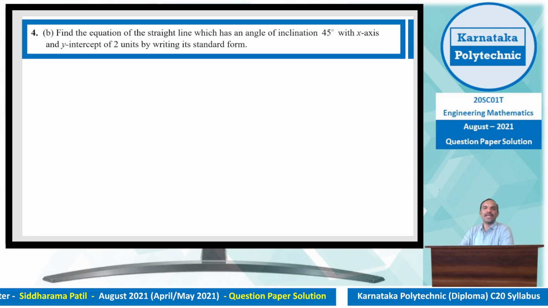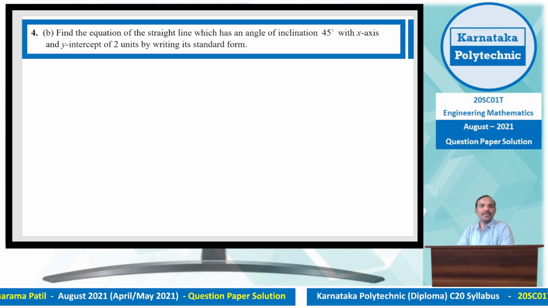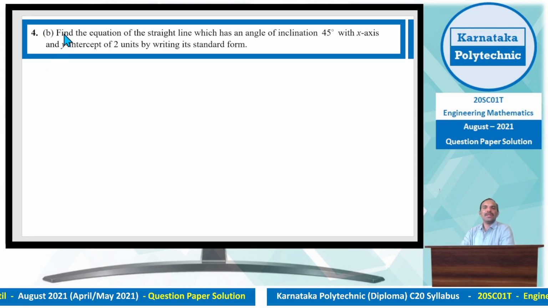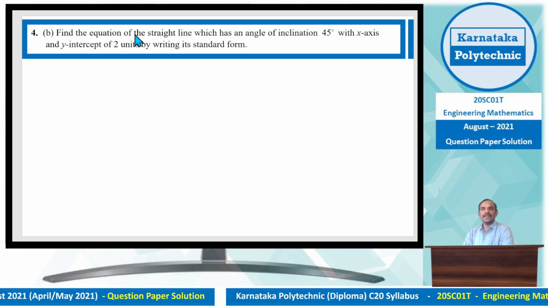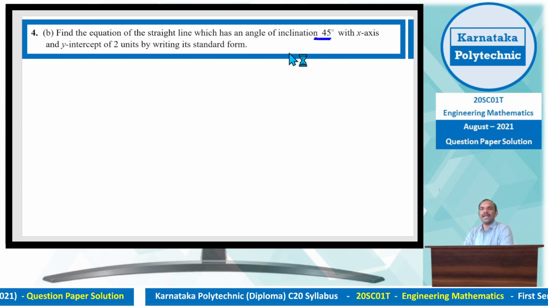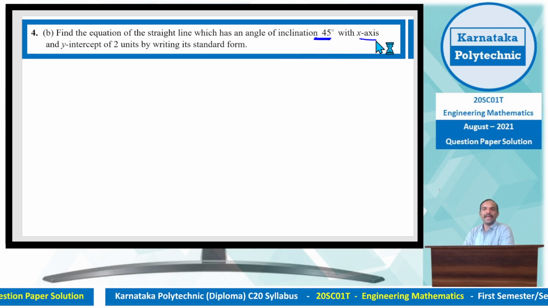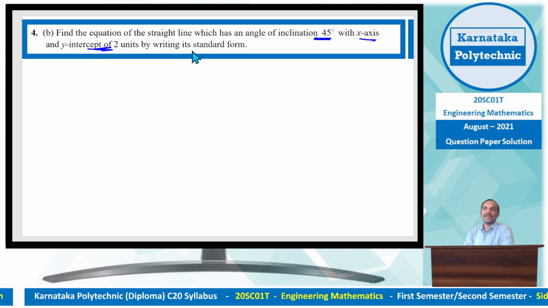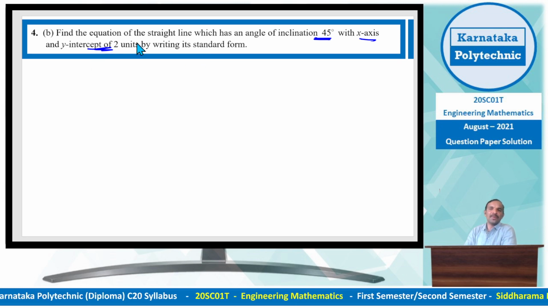Next, moving to the next question, 4b. The question is, find the equation of the straight line which has an angle of inclination 45 degree. Angle of inclination with x axis is given and they have given the y intercept. You have to find the equation by writing the standard form, that is slope intercept form.